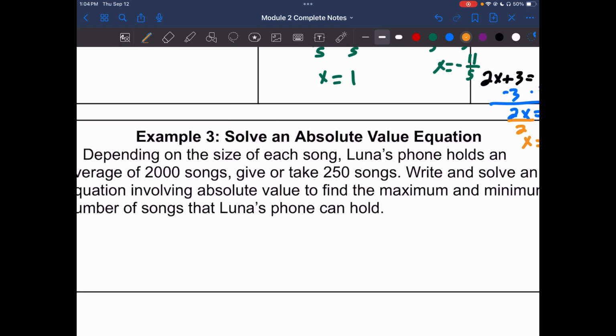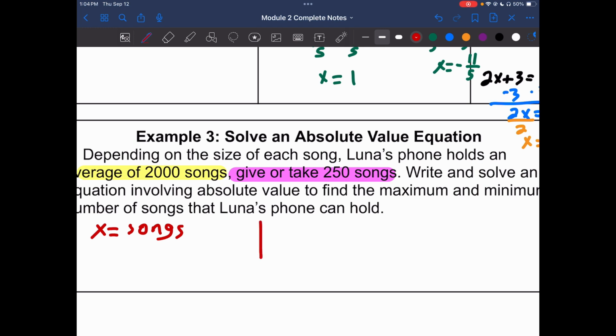Now, 2,000 songs is what our average is. Okay, that's information that's given to us. Give or take 250 songs is kind of an odd thing to say. And then we also, what are we actually trying to find? We're trying to find what are the maximum and minimum number of songs that her phone can hold. So we're going to say X is songs.